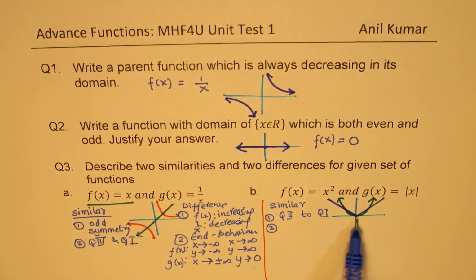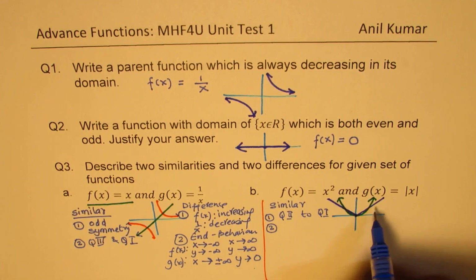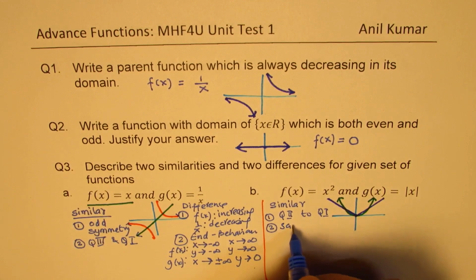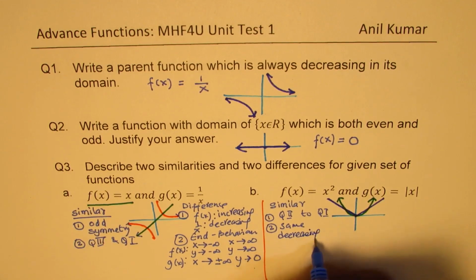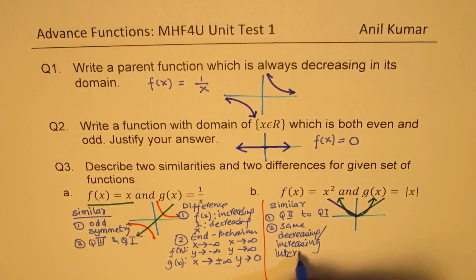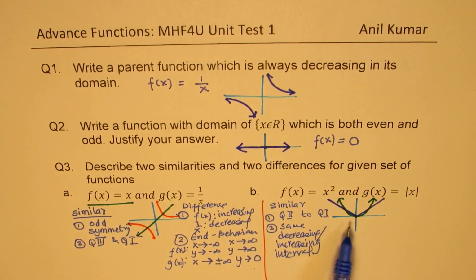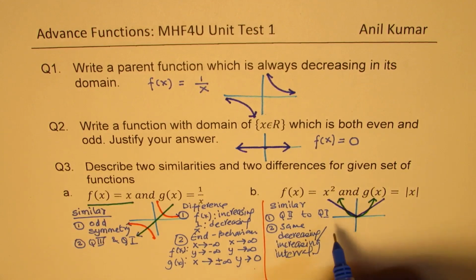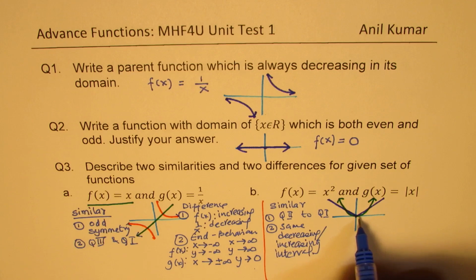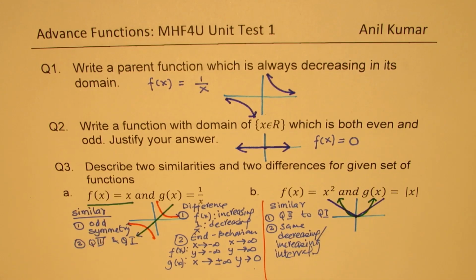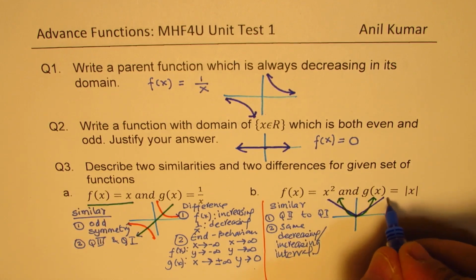The similarity between these two functions is the decreasing and increasing interval, right? So same decreasing and increasing interval. They decrease when x is from minus infinity to 0, and both of them increase from 0 to infinity. Okay? So these are two similarities. Now we can write their differences.